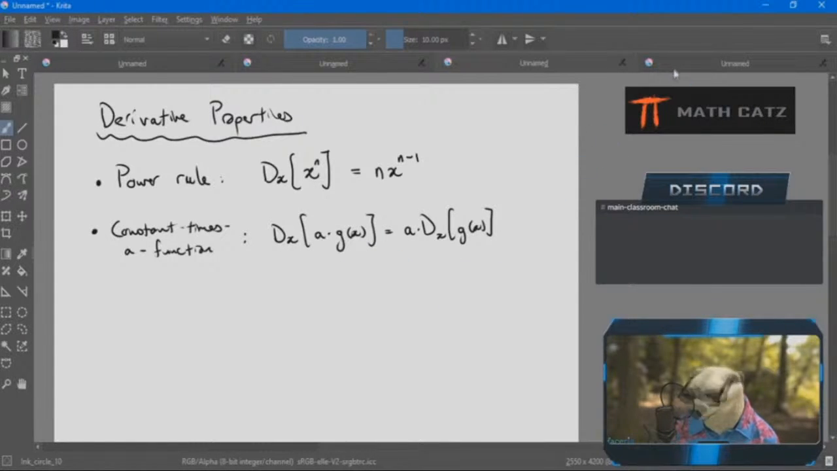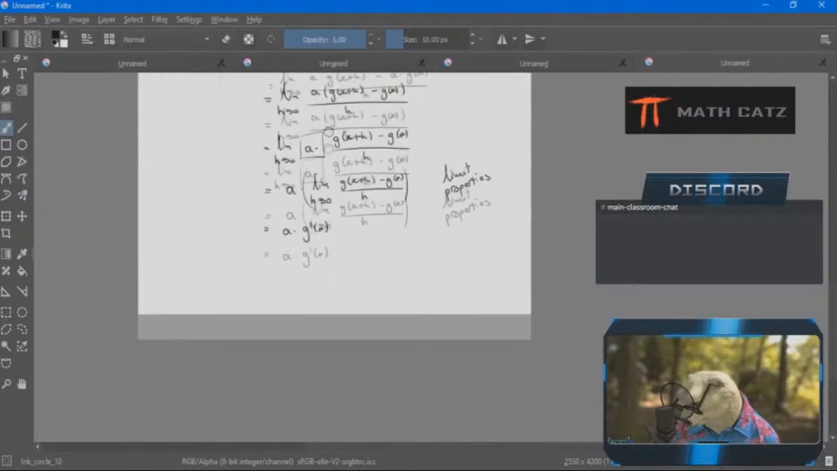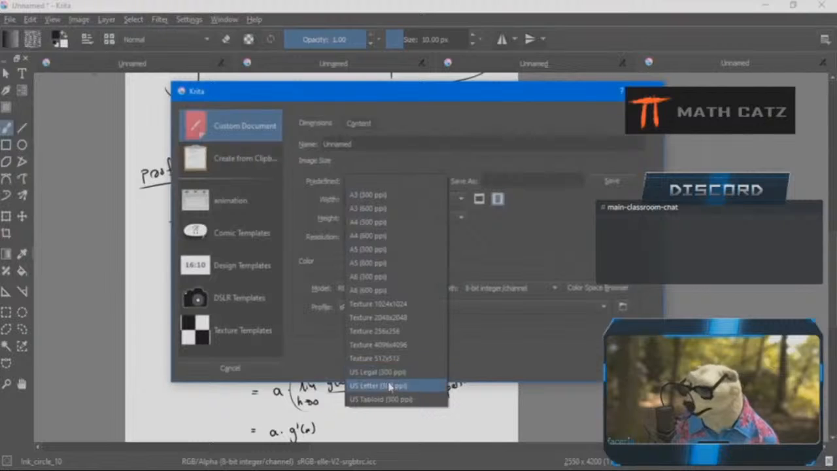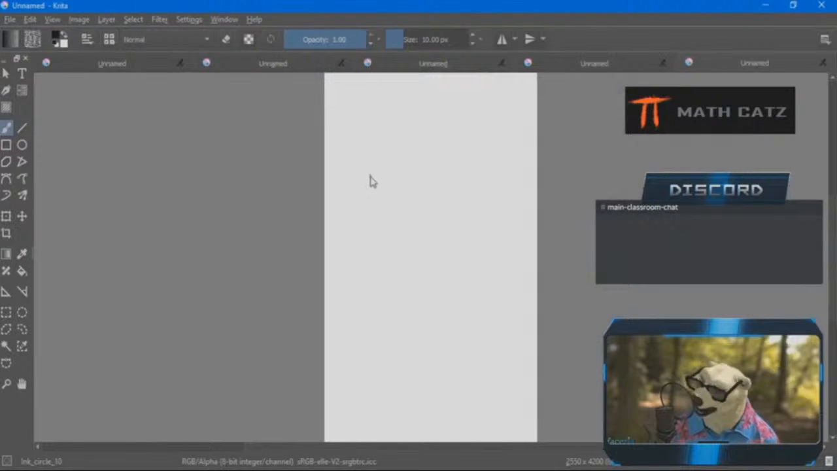Okay. So now in combination, these two can be used to determine the derivative of, for example, 3x squared. I need more space. But it's very important to understand that each property allows me to do only what that property says.